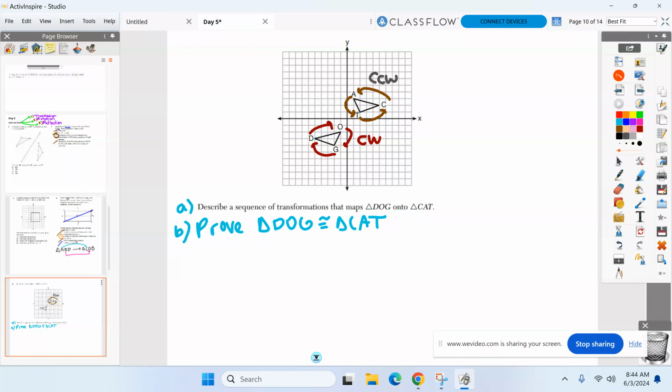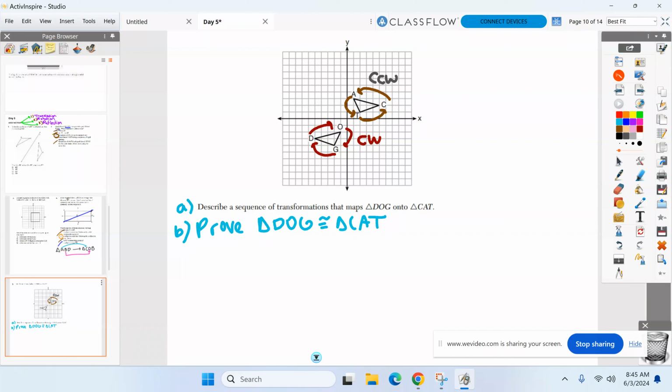What's up, Stephanie? I'm confused. Okay, you have to, using translations, reflections, rotations, make DOG land on top of CAT. So do I reflect over the x-axis? Do I reflect over the y? After I do that, do I translate it, slide it? Do I turn it? 270, 180, 90. I'm looking for a combination of those that gets DOG onto CAT.